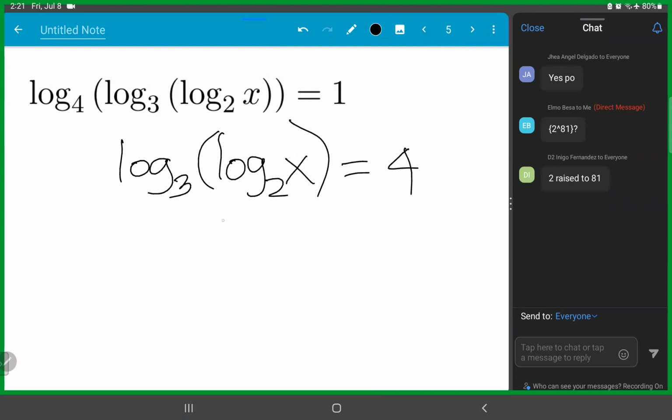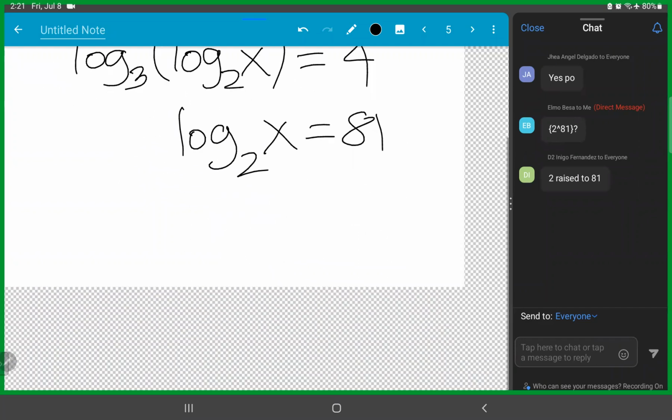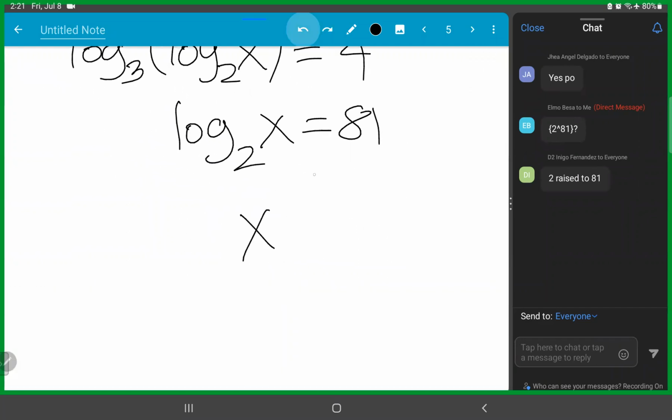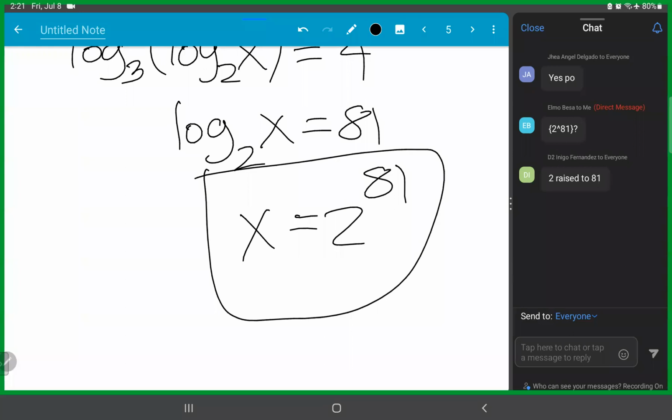That's 4. 3 to the 4, 81. And then finally, 2 to the 81. And this is too large even for a calculator, so you leave it in that form.